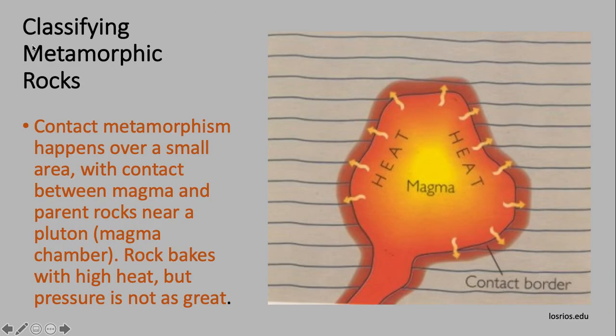A pluton is a magma chamber, and rock bakes near the magma. The magma doesn't melt this rock, but it's in contact with the magma, so it becomes metamorphic. So contact metamorphism is kind of like touching the lava, but it's not becoming the lava. Regional metamorphism is like over a wider area, deeper in the earth, and it has more to do with heat and pressure. And that's all for metamorphic rocks.